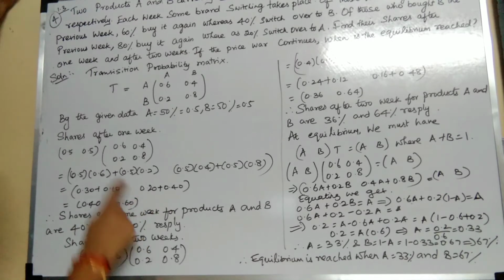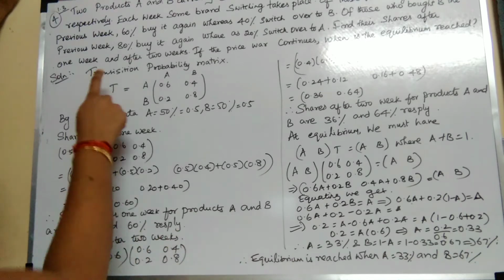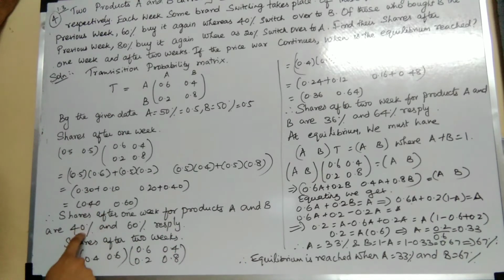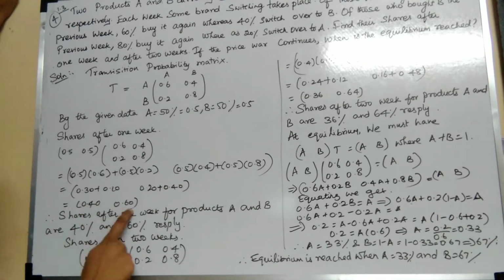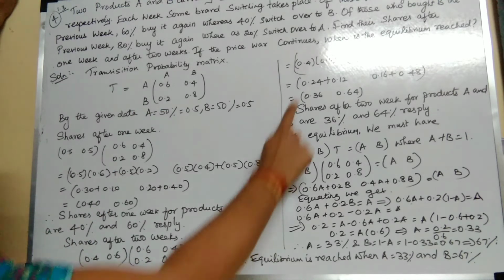So these are the shares after 1 week: A share is 40% and B share is 60%. Now for the second week you continue. Initially it was 50-50 sharing, after the first week 40-60. With this answer you use successive transitions. Taking 0.4 and 0.6, multiply with the transition matrix 0.6, 0.4, 0.2, 0.8.